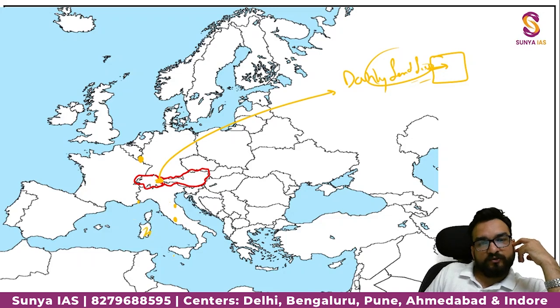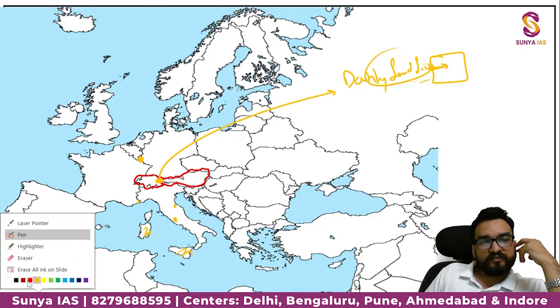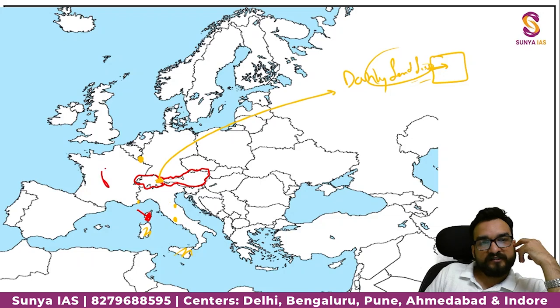These are islands. In tomorrow's class, I'll be telling you. Don't worry. These are the islands of Italy only. These are the islands of France.